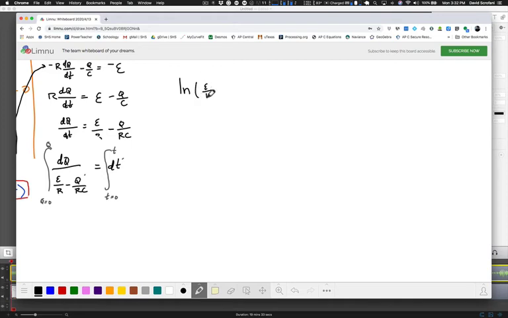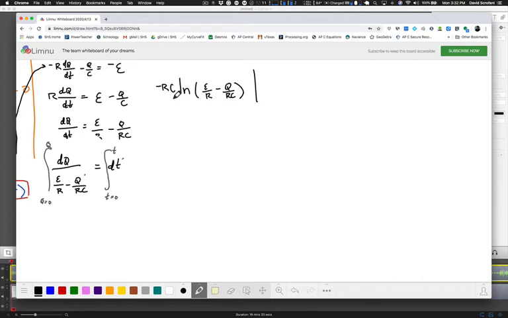E over r minus q over rc. I still have limits to deal with. We'll put those in a minute. And then times RC, I think. Right, now you're wondering, like, well, how the heck did you do that? How do you know that that's the answer?